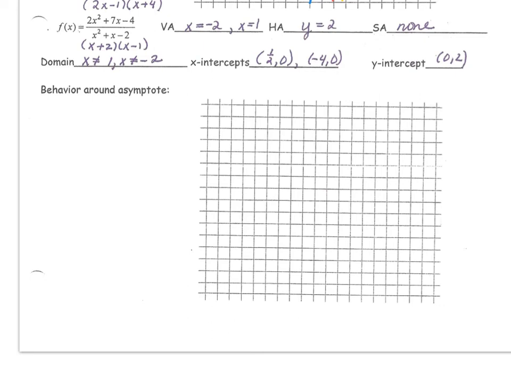Alright, let's try a little more complicated example. Look at number 2 here. Alright, so first things first. Let's draw on the vertical asymptotes. X equals negative 2. And x equals 1. Y equals 2 for horizontal. Okay, now x-intercepts at (1/2, 0) and (-4, 0). And y-intercept at (0, 2).